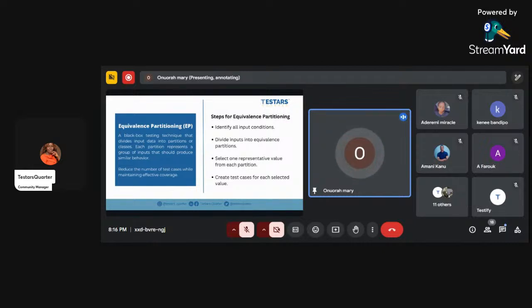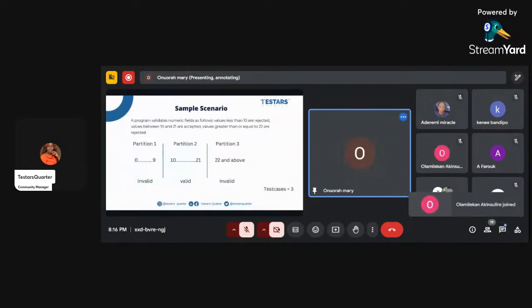If the person passed, you just know that your class has passed, right? So I'm just trying to give a real life ideology to what I'm trying to explain. Now, the next point is you then create your test cases for each of the selected values, right? So enough of the English. Let's see this equivalent partition in practice, or in action. Let's see how it works or how to go about it.